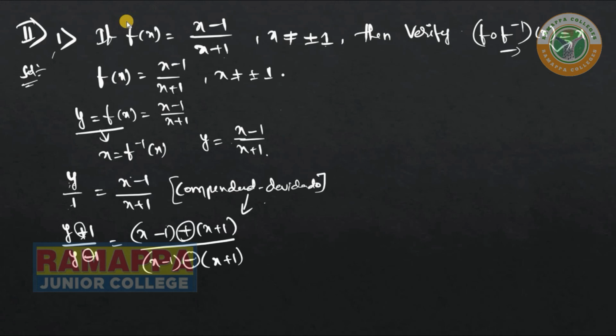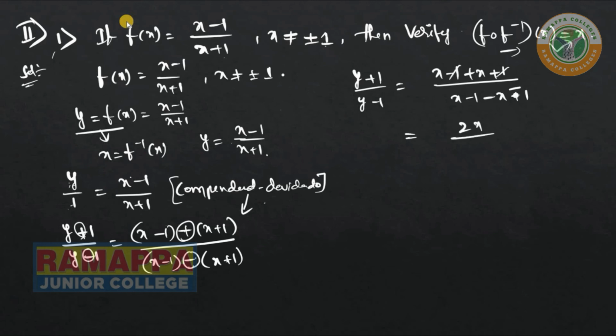So (y plus 1) divided by (y minus 1) is equal to (x minus 1 plus x plus 1) divided by (x minus 1 minus x minus 1). This will get cancelled: 2x divided by minus 2, the 2 will get cancelled and minus x will remain. So (y plus 1) divided by (y minus 1) is equal to minus x we are getting here.